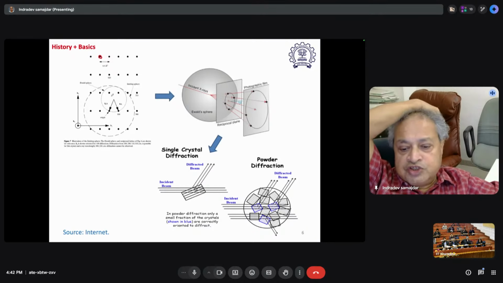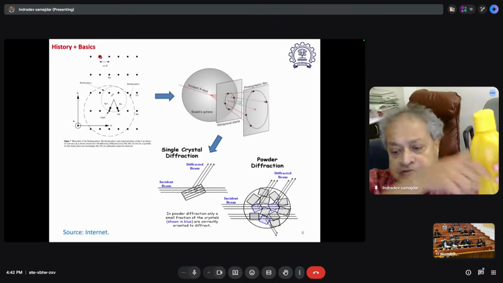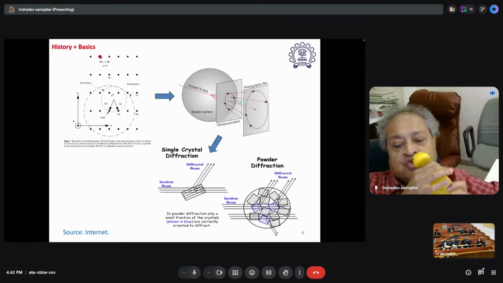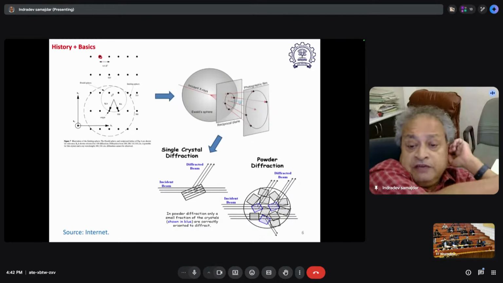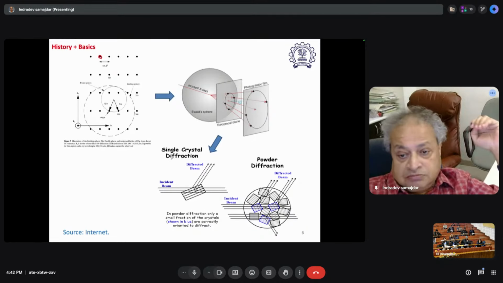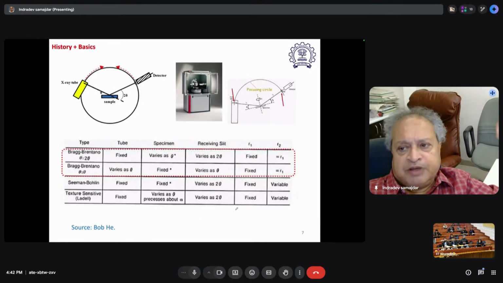So what we do is cheating. We make a very fine powder and run it through the X-ray. This is called powder diffraction. Remember, in this powder diffraction, only the crystals which are meeting the Ewald sphere, the blue guys, diffract. So this is, for me, the history and basics, except for this slide.